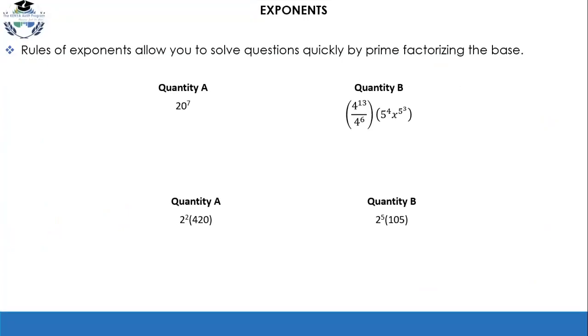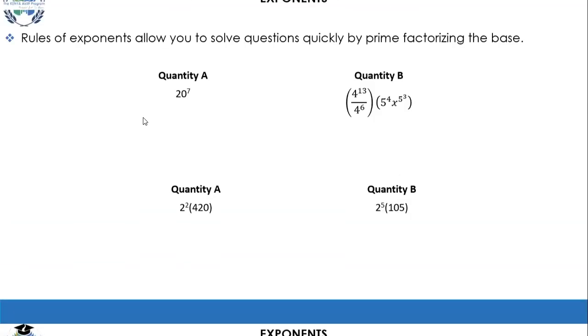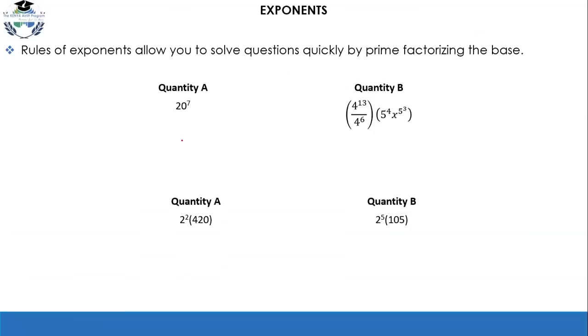All right, let's see if you're able to use those rules to factorize very quickly. So the rules of exponents allow you to solve equations quickly by prime factorizing the base. If you're given a question like this, 20 power 7 times 4 power 13 over 4 power 6, 5 power 4 times 5 power 3, I've put 5 power 4 times 5 power 3 here so that we don't get confused.